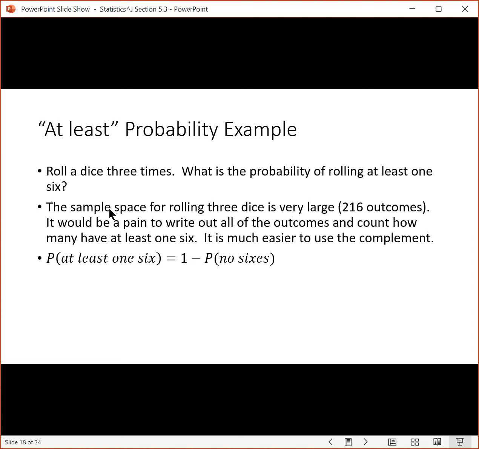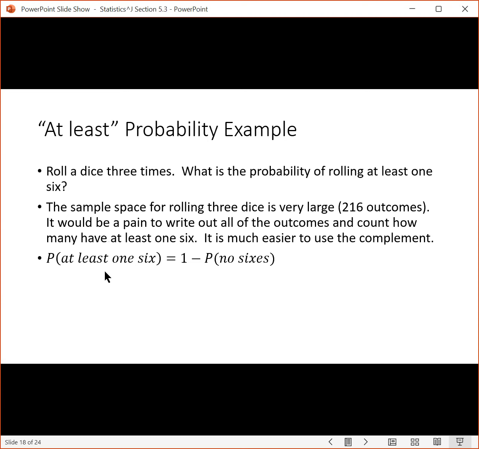All right, so the sample space for rolling 3 dice is, if you wanted to do this the old-fashioned way, where you just go through and count up how many cases have at least 1 six, you'd have to write out all of the sample space, and there's 216 outcomes when you roll a dice 3 times. It would be a pain in the neck to write out all 216 possibilities and then count how many of them had at least 1 six. So it's much easier to use the complement, right?